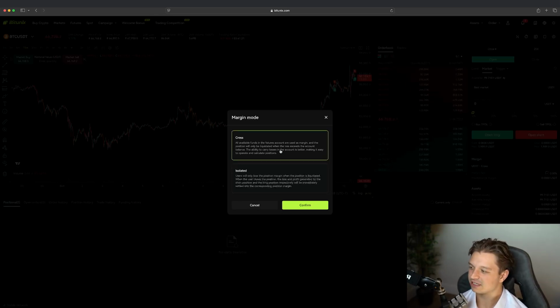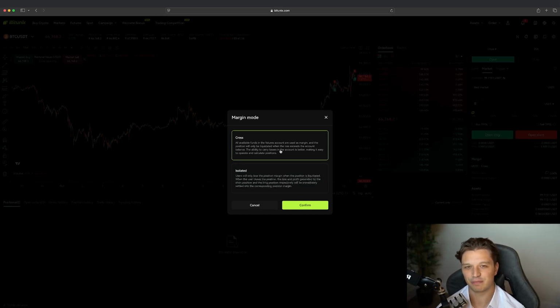Now, if you use the cross margin, it will use your entire futures account balance as collateral to the position. So you'll only be liquidated once that drops below your entire collateral. Now, this is very important because on cross mode, you want to make sure you use a stop loss so you don't lose your entire futures account. However, because you do use the cross mode, your liquidation price will be significantly further away from your entry price.